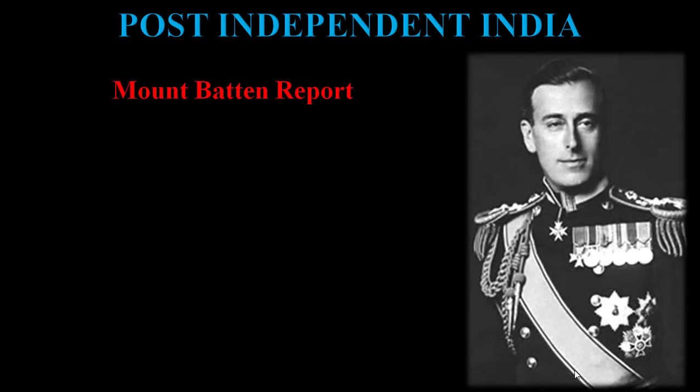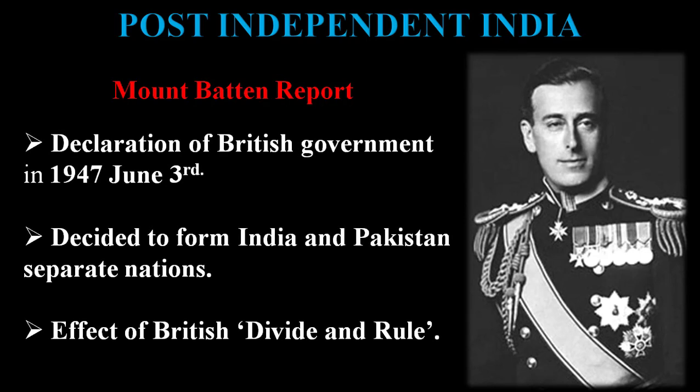So as you know, in the previous lesson, as we got the independence, before giving the independence, British Governor General Mountbatten sent a report. According to that report, the declaration of the British government on 1947 June 3rd decided to form India and Pakistan as separate nations. Effects of British divide and rule. So these are the Mountbatten report.